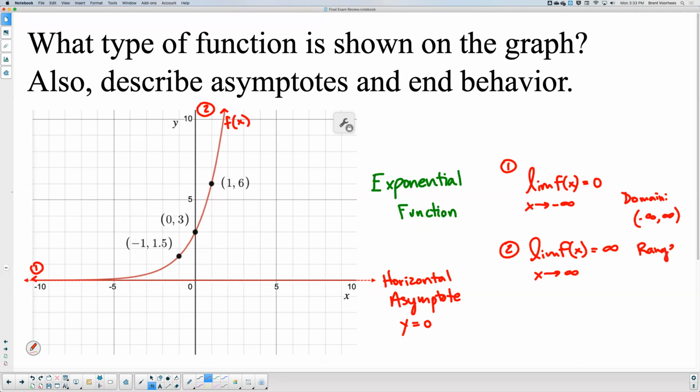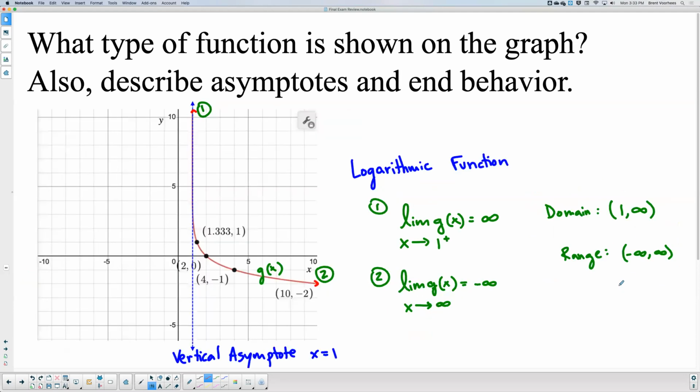However, the range would not be all reals. This is from 0 to infinity. And since it's an asymptote, we don't actually attain that asymptote. It would be a parenthesis around that. So just kind of note the differences between exponentials and logarithms.